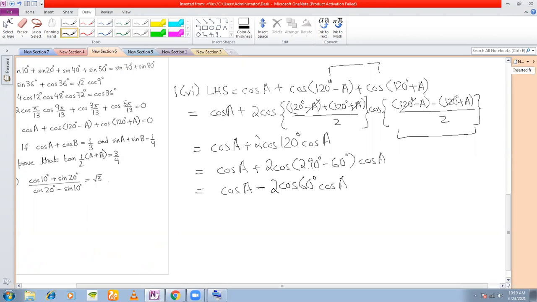Cos A. So cos A minus cos 60 is half. Cos A. 2 will cancel. So you get cos A minus cos A simply, which is equal to 0, which is equal to your right hand side. No problem.